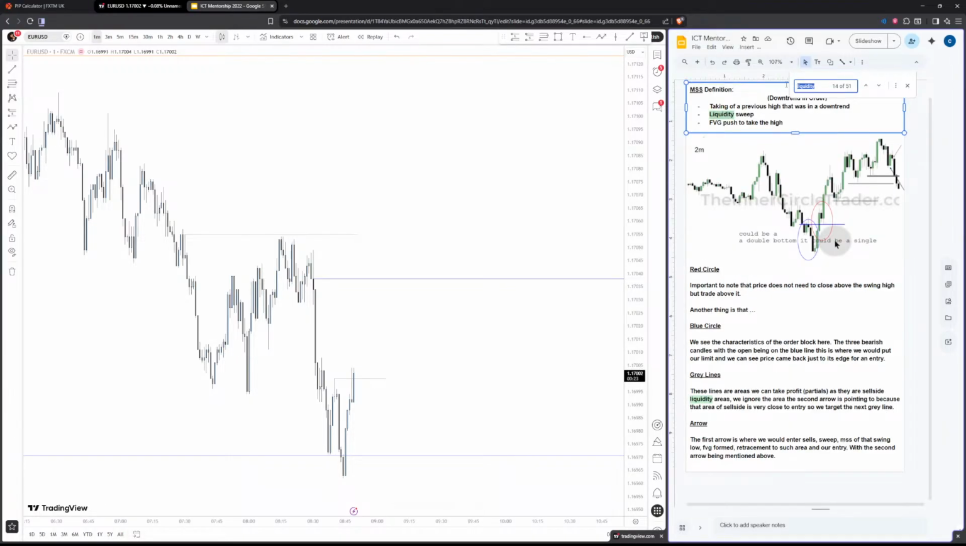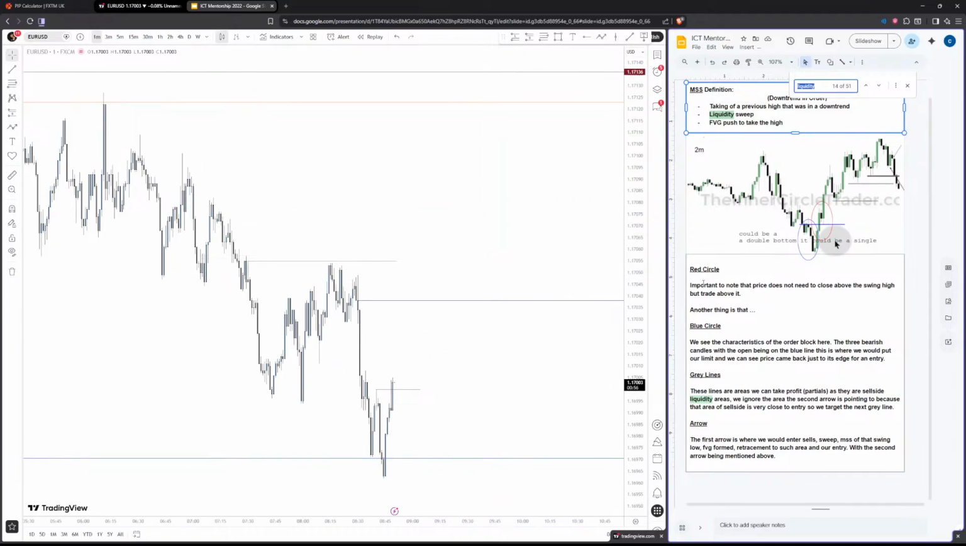And there you go. That's the definition of the market shift. We take a previous high or low that was in a downtrend. I think this is talking about this one here. So we were having a downtrend. We take a previous high from a downtrend, like so. So we're downtrending here, and we're just taking this high. We have had a liquidity sweep over here and a fair value gap to push that high we have here. And then we look for that retracement into that, and then buy towards buy side liquidity.